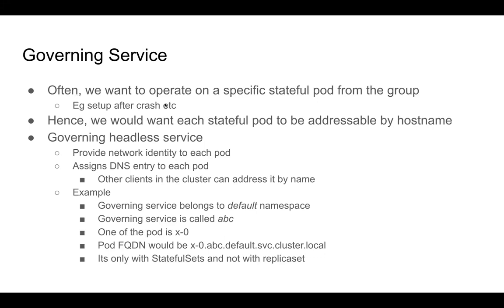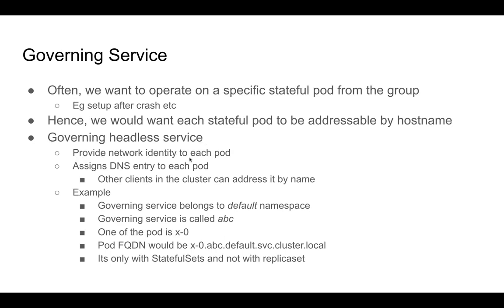When an instance of a stateful set crashes, we want to operate on a specific stateful pod from the group. The group is our stateful set, and on one particular pod we want to act. Because we want to act upon each stateful pod of the stateful set, we would want each pod to be addressable by host name, so that we can reach out to that specific pod. That's where the governing headless service comes in.